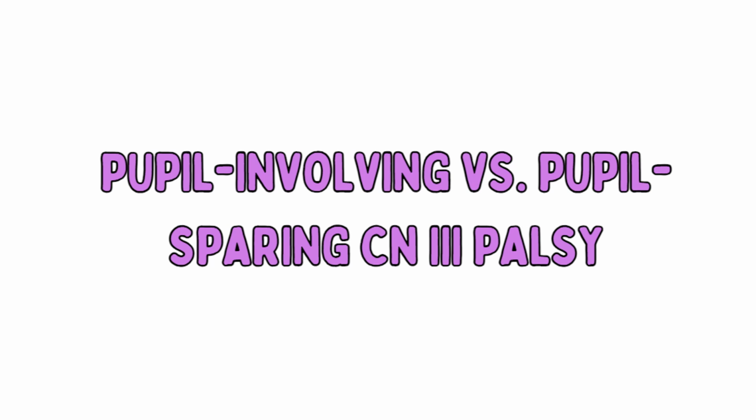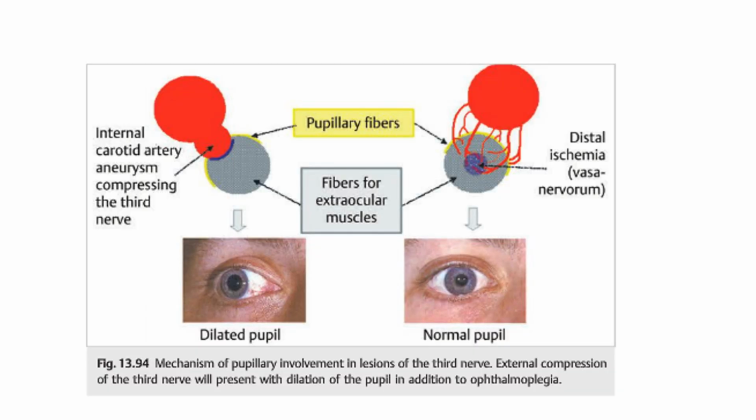Today we're going to talk about pupillary involving versus pupillary sparing cranial nerve 3, that is oculomotor palsy. So let's briefly look at the subdivision or the classification of cranial nerve palsy. We can divide it as pupillary involving or pupillary sparing.